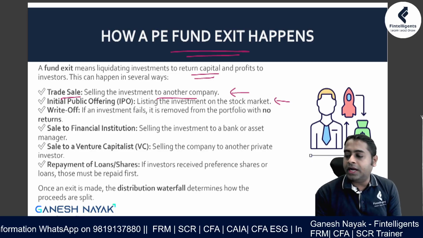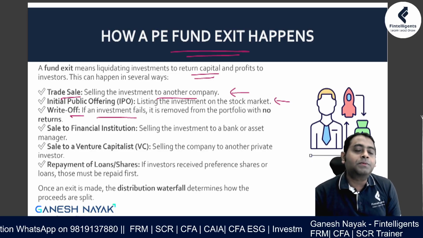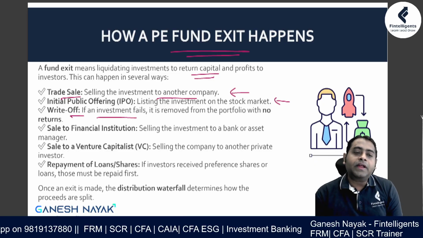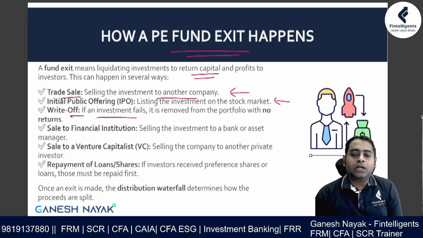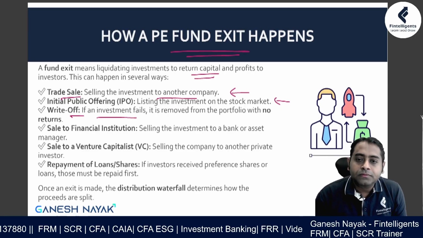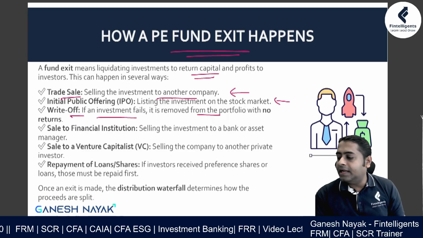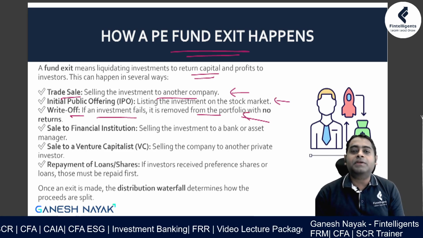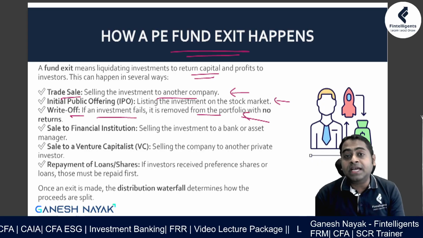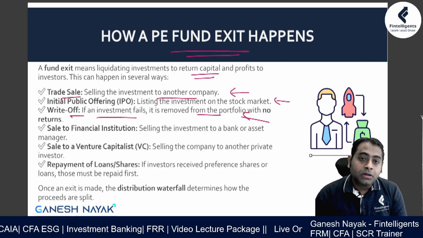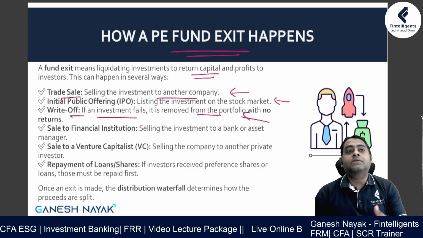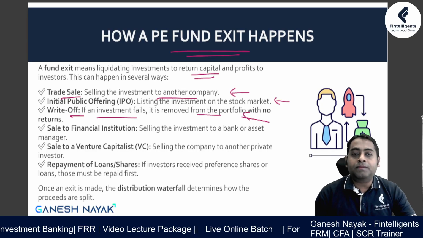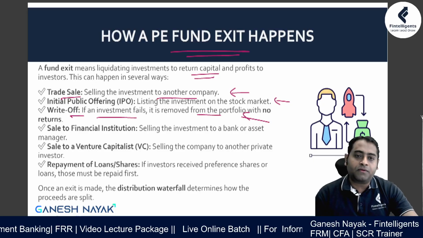Look at the next one, write off. Suppose you made an investment into an EV startup, and that company was initially doing very good, but then later on it went down. So you can basically write that off, because this entire game of PE funding is like that only. I have made 10 investments, only 1 or 2 will become as big as Ola, as big as Uber, or as big as very big companies, but the rest will fail. So I will write it off, but that 1 or 2 will give me extraordinary profit.